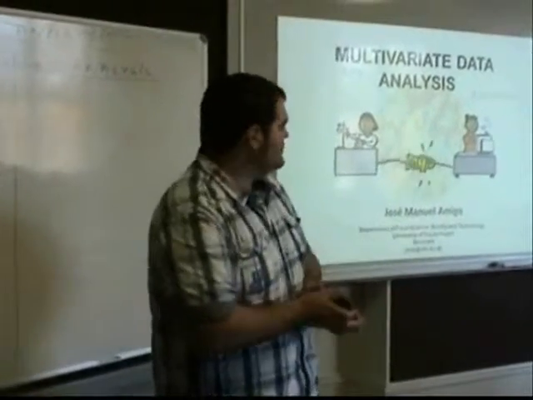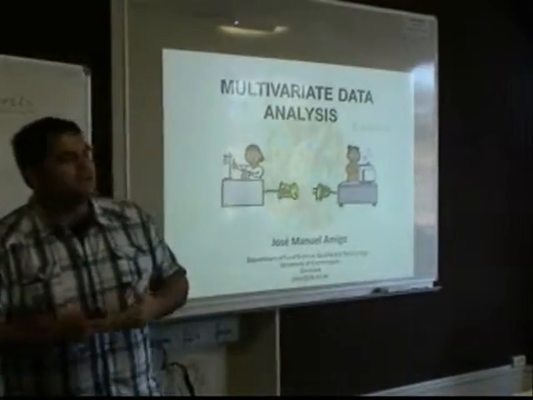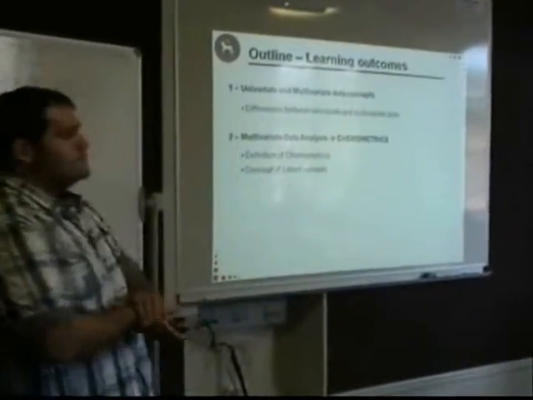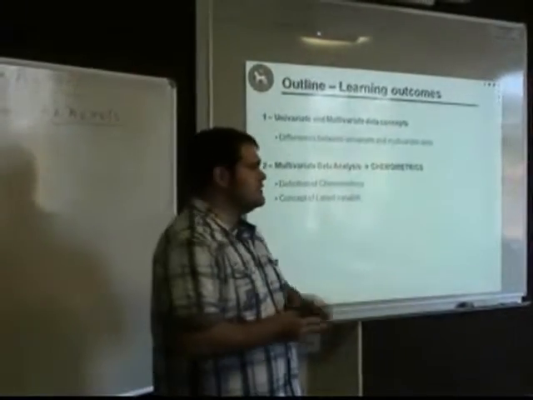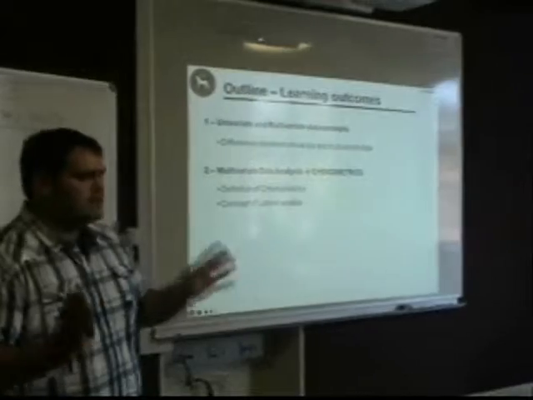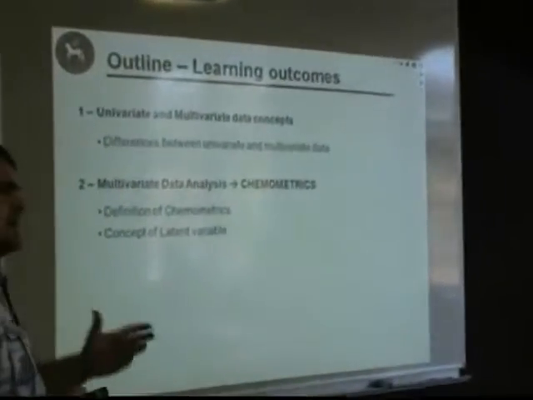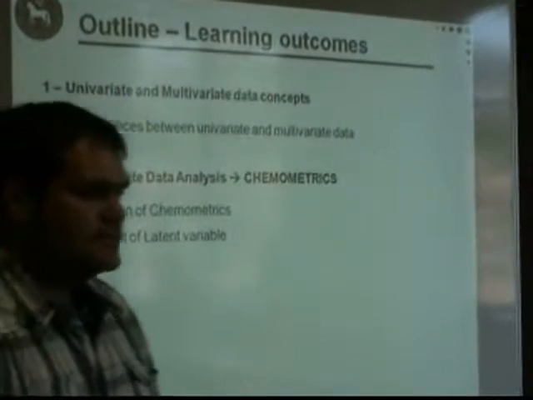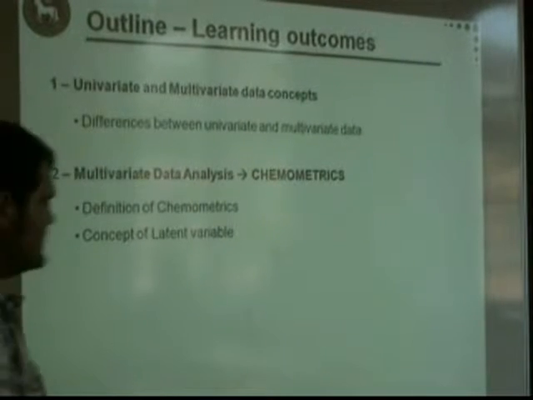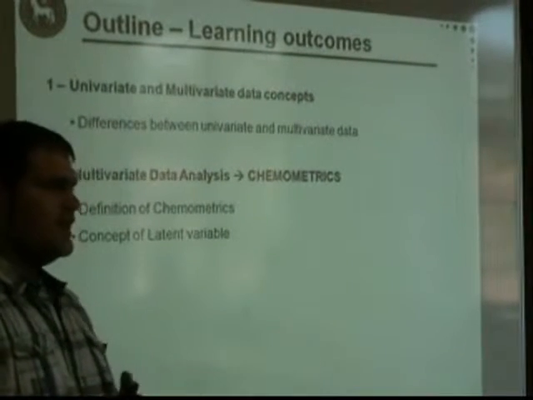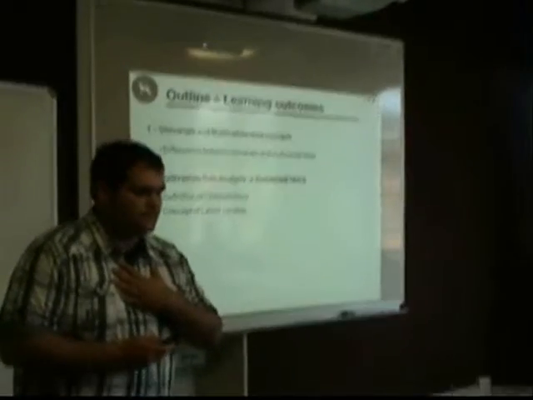Welcome everybody, and I will talk a little bit about univariate and multivariate data, and also about multivariate data analysis. So the learning outcomes of this short lesson: the first one is to distinguish between univariate and multivariate data, these two concepts, okay? And the second one is to understand the concept of multivariate data analysis, or what we call chemometrics. That is, we will learn the definition of chemometrics through some examples, okay? And we will talk about the concept of latent variable, that for us is really important, okay?